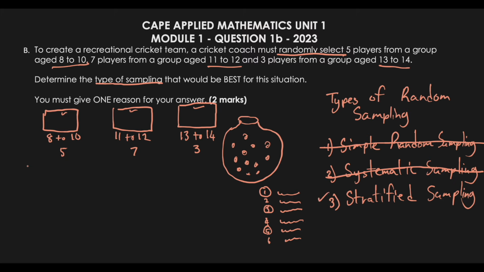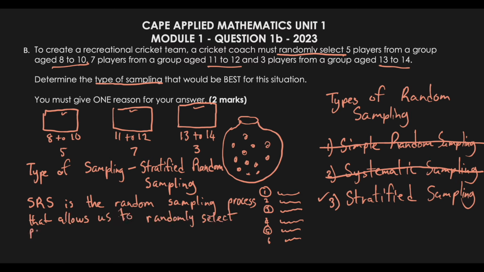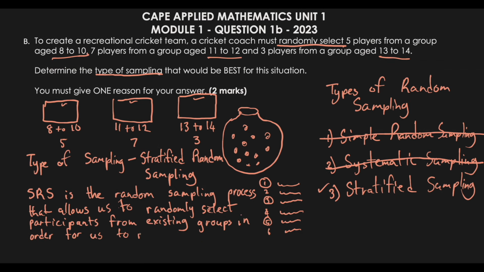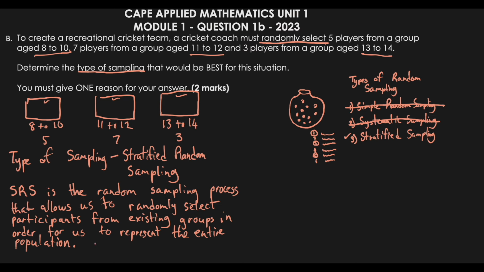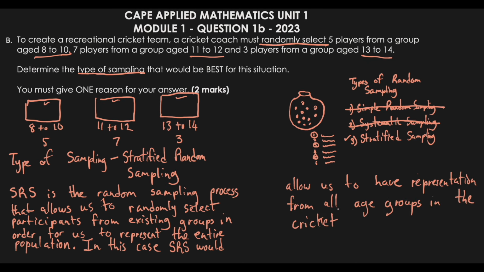Okay, so we would say the type of sampling, that's the method that we want, stratified random sampling. Now the reason, we have to give one reason. So stratified random sampling is the random sampling process that allows us to randomly select participants from existing groups in order for us to represent the entire population. The recreational cricket team would be the entire population in this case. So in this case, SRS would allow us to have representation from all age groups in the cricket team. Whether this is a junior team or whatever the case is, or club we have here, we will have some form of representation from each age group.